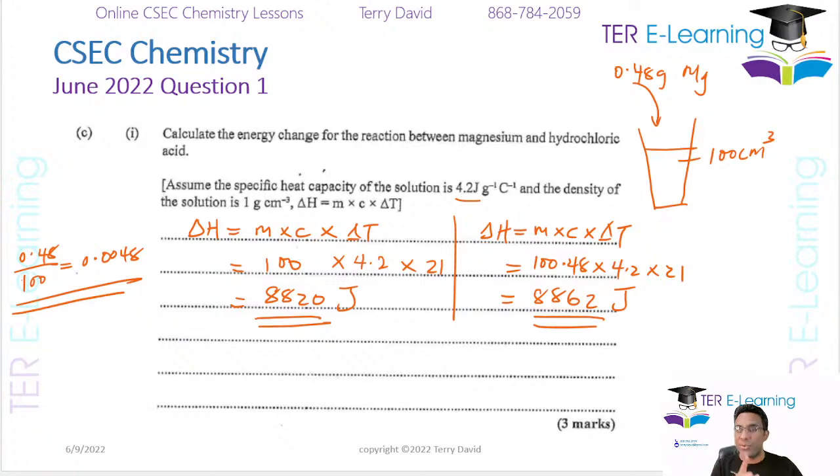So therefore, if students work it out with the 100 alone, you should get it correct. If you worked it with the 100.48, you should also get it correct, right? So for those of you who are worrying about that, do not worry about that. That 0.48 is very small in comparison to the volume of the acid that was used, right? Right, so 3 marks for that.